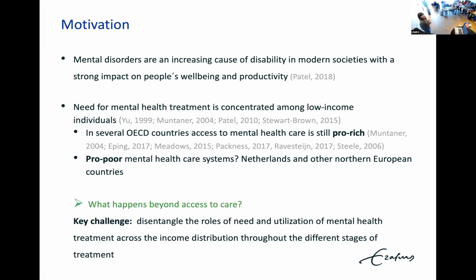What I think we know much less about is what happens from the doors onwards, right? After getting to the system. And I think we know much less of it because there's this key challenge of disentangling the role of needs and actual utilization of healthcare. And that part of it is also related to data limitations and being able to measure what's happening along the treatment pathway.